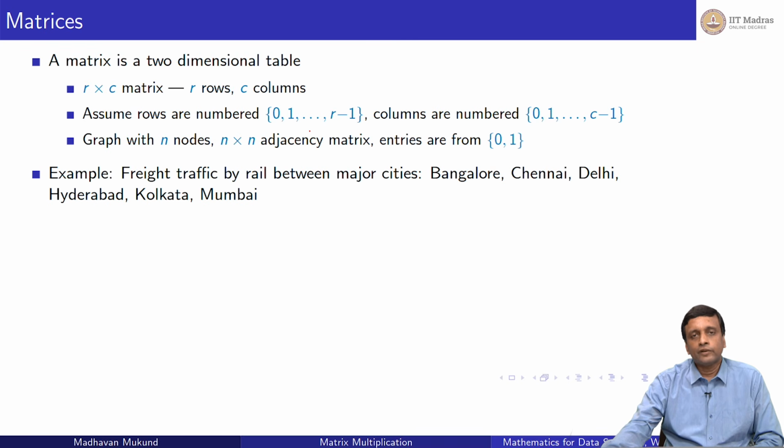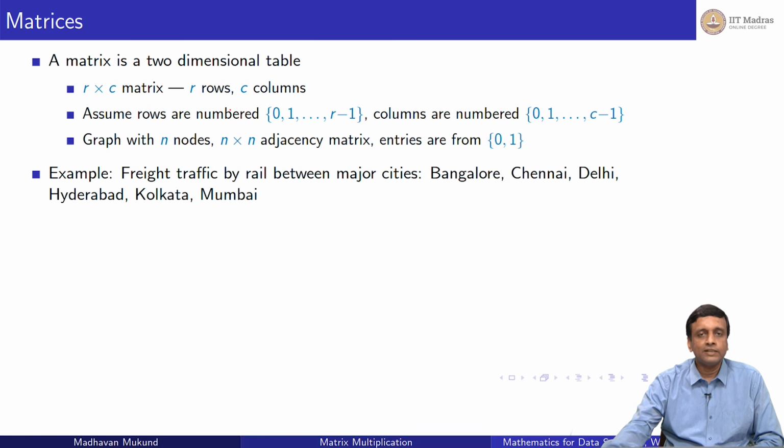So for a completely different example, let's consider that we want to record some information about freight traffic by rail between some cities. So let's take, say, the 6 biggest cities in India: Bangalore, Chennai, Delhi, Hyderabad, Kolkata and Mumbai. And suppose we have information about the volume of traffic, say in terms of thousands of tons or millions of tons, whatever is the appropriate metric for this, right? So we have some information, so we want to represent this as a matrix.